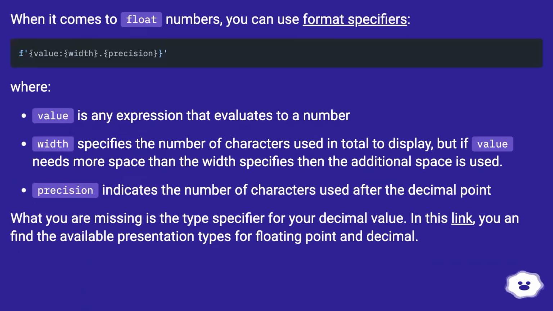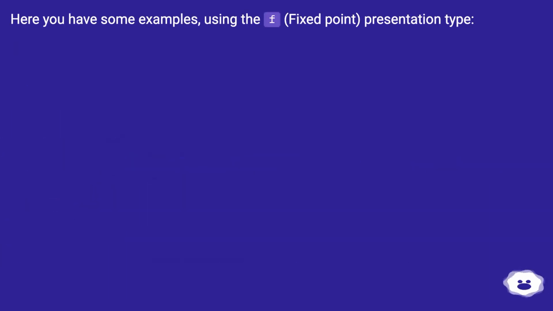Width specifies the number of characters used in total to display, but if value needs more space than the width specifies, then the additional space is used. Precision indicates the number of characters used after the decimal point. What you are missing is the type specifier for your decimal value. In this link, you can find the available presentation types for floating point and decimal. Here you have some examples, using the fixed point presentation type.